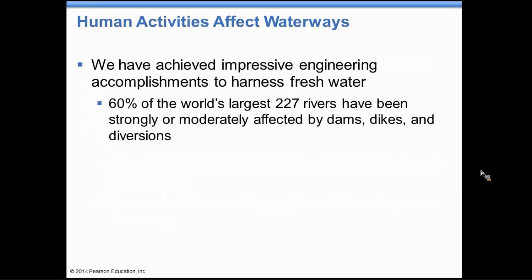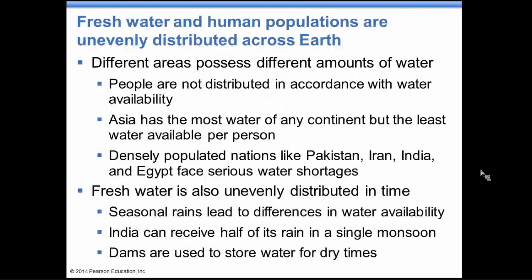We've accomplished impressive engineering to harness fresh water throughout the years of being humans. In fact, 60% of the world's largest 127 rivers have been strongly or moderately affected by dams, dikes, and diversions.